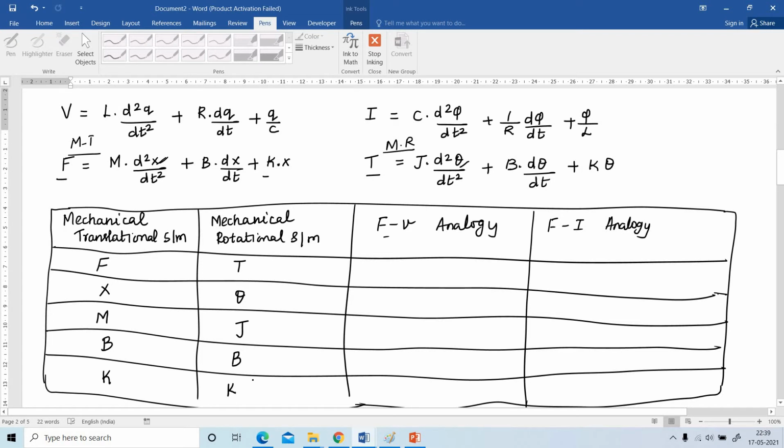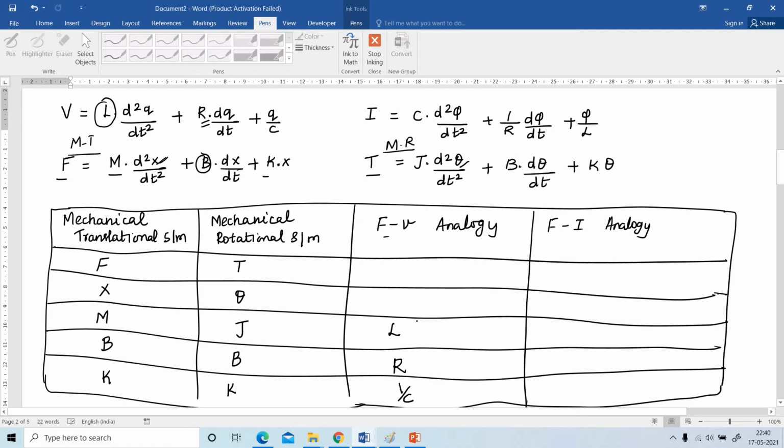Next, write the force voltage analogy. M is equivalent to L. J is equivalent to L. Then B is equivalent to R. B is the friction that restricts the motion of the body. Here R is the resistance that resists the flow of current. Okay, in this way you have to remember B and R. And next, the torsional spring is equal to 1 by C. So L or 1 by C.